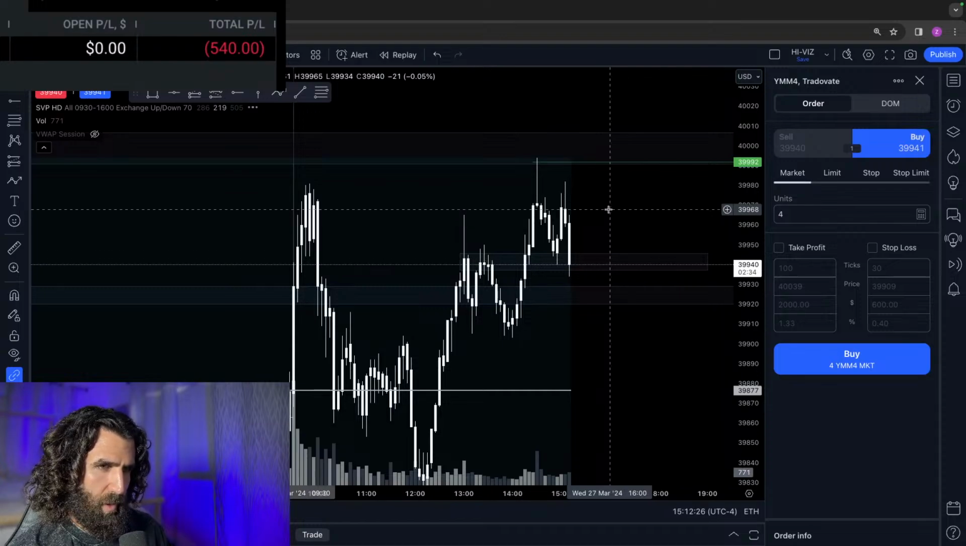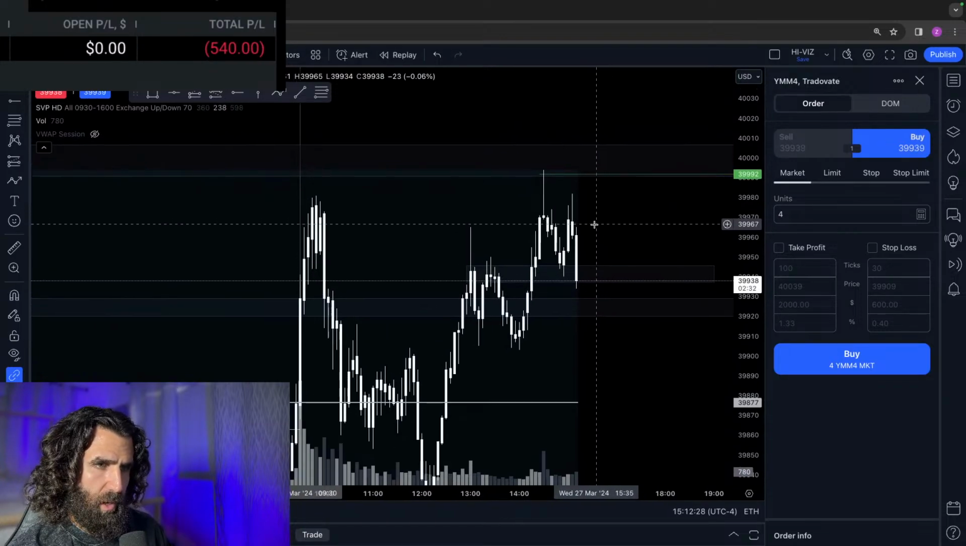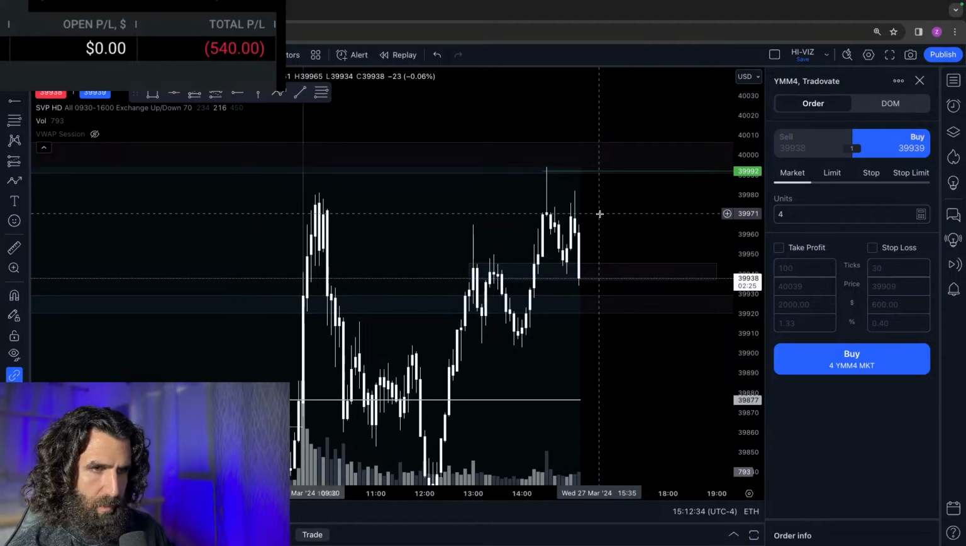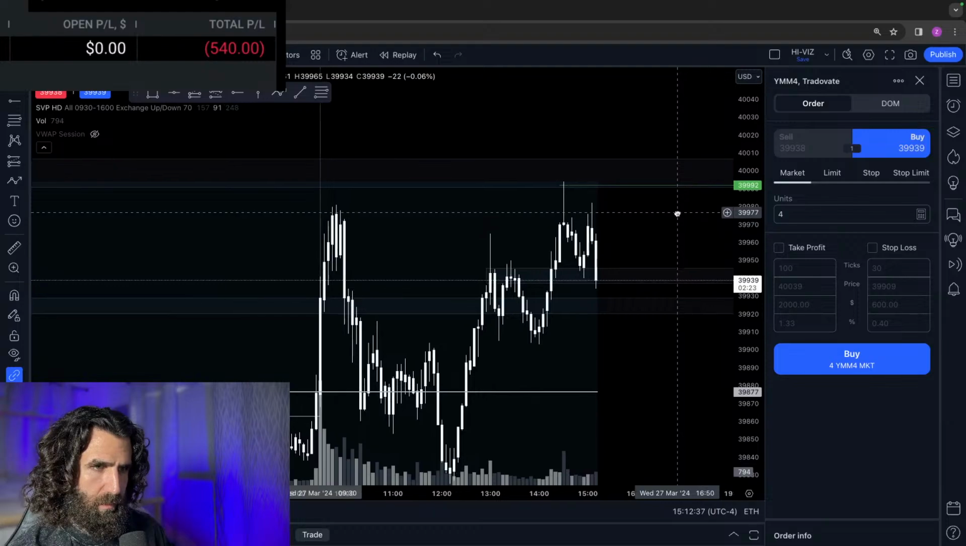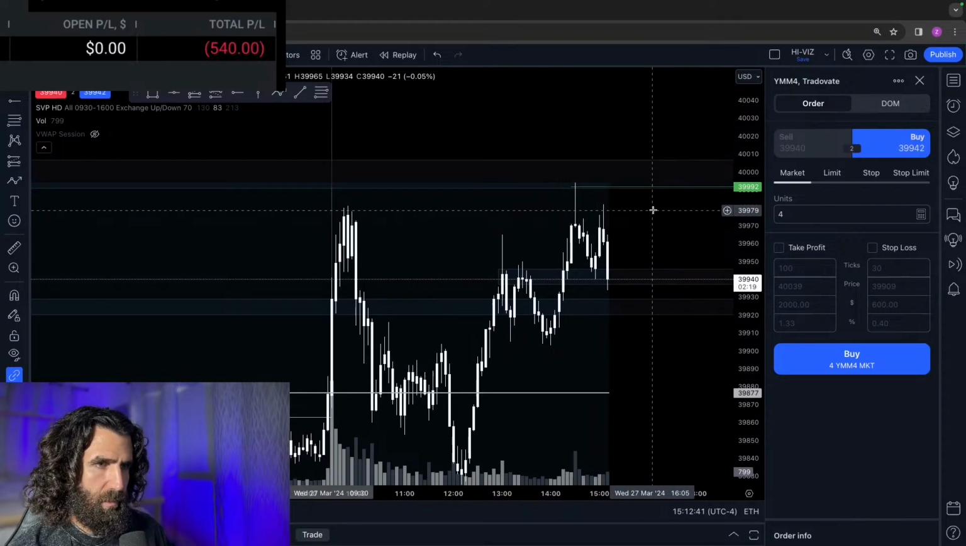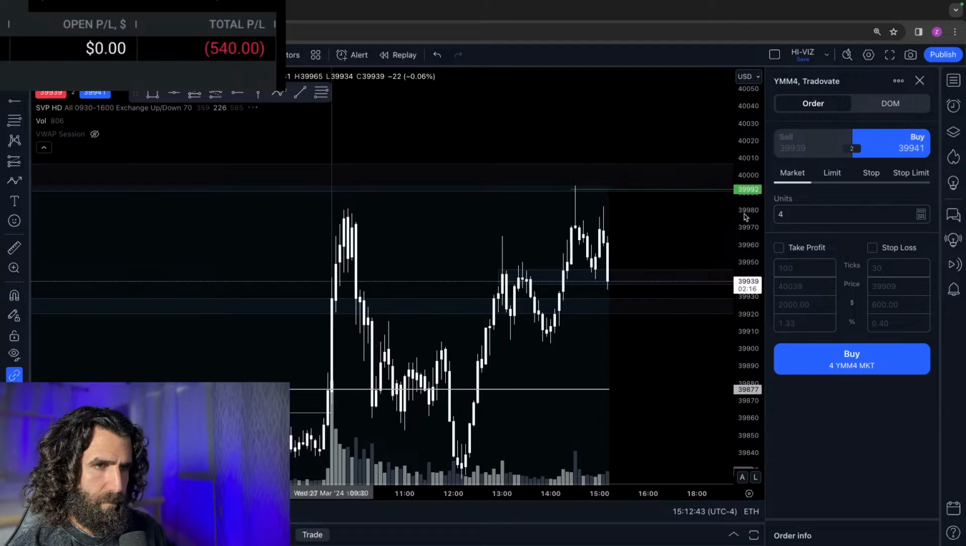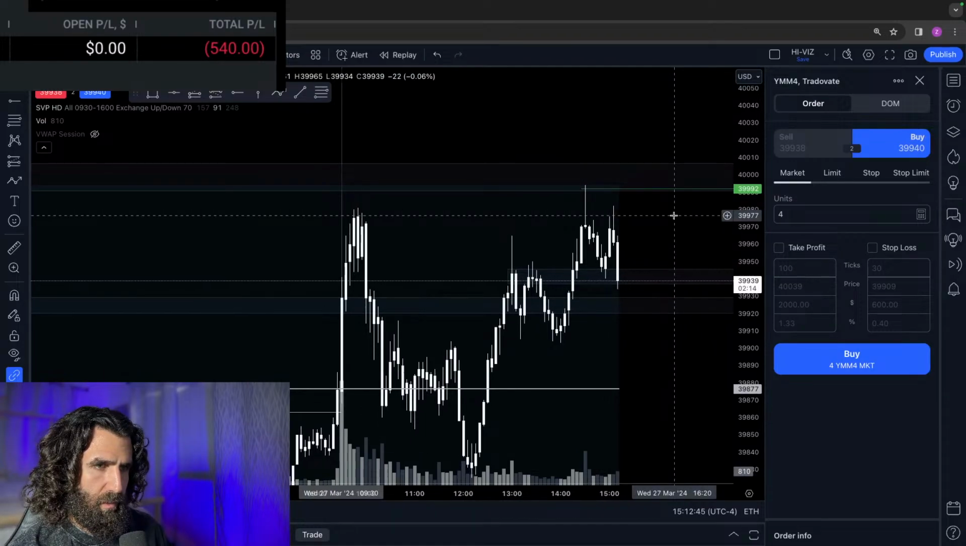So I'm going to give this a minute. If it turns quickly back to the upside, I will look to get long. If this is going to continue down, I'll look to get short on it and see if we can't squeeze a win out of it. But let's see how this one plays from here.